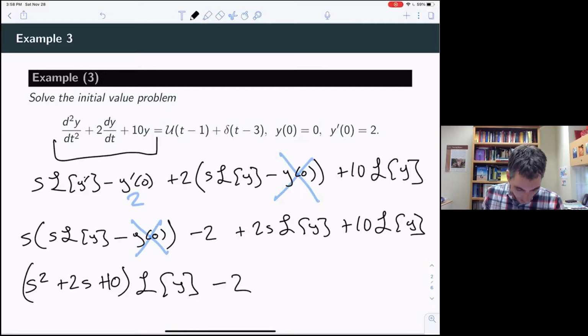So with that in play, let us take a look at the right-hand side.